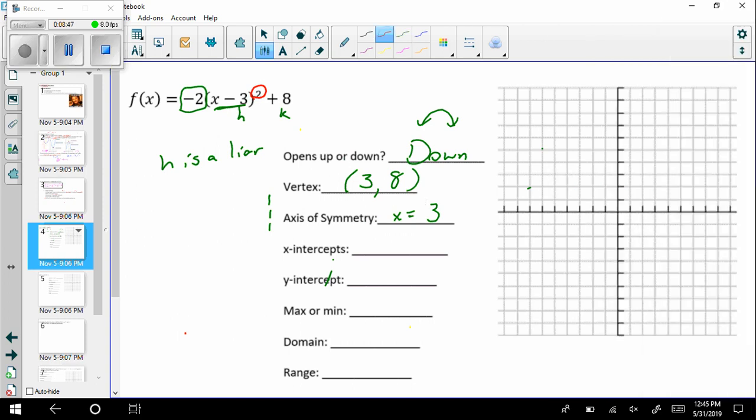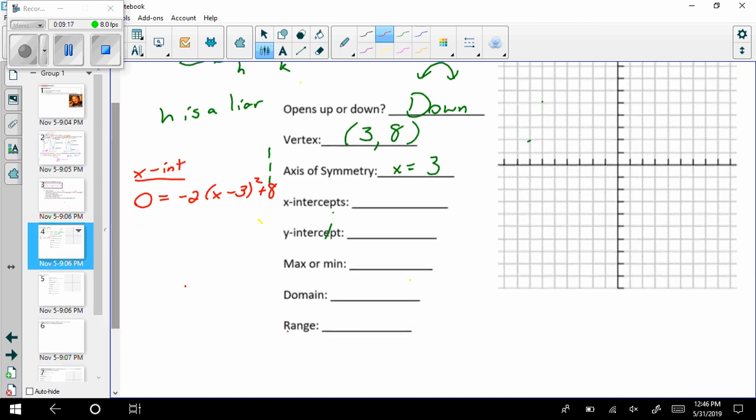Okay, my x-intercepts. If I want to find the x-intercepts, remember that's where the graph crosses the x-axis. So to find the x-intercepts, you put 0 in for y and solve for x. Because I want to know what is x when y is 0. So let's go through this. If I wanted to solve this, I would have to subtract 8 over first.